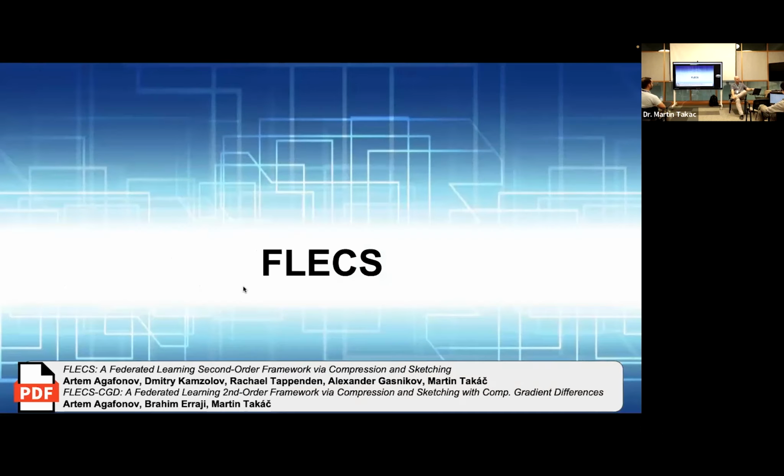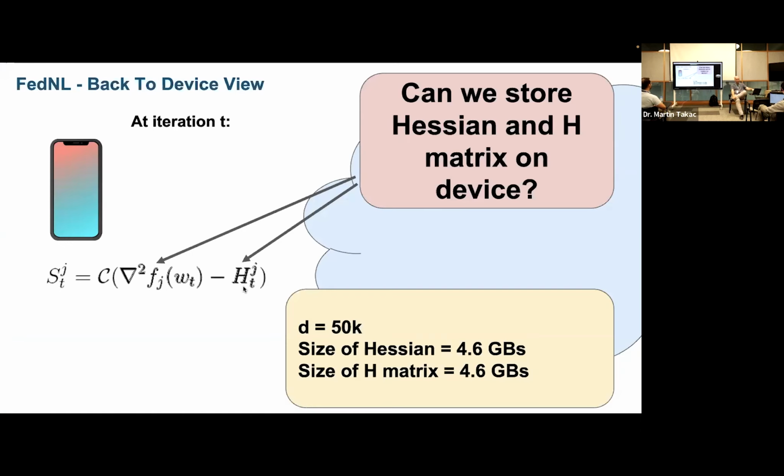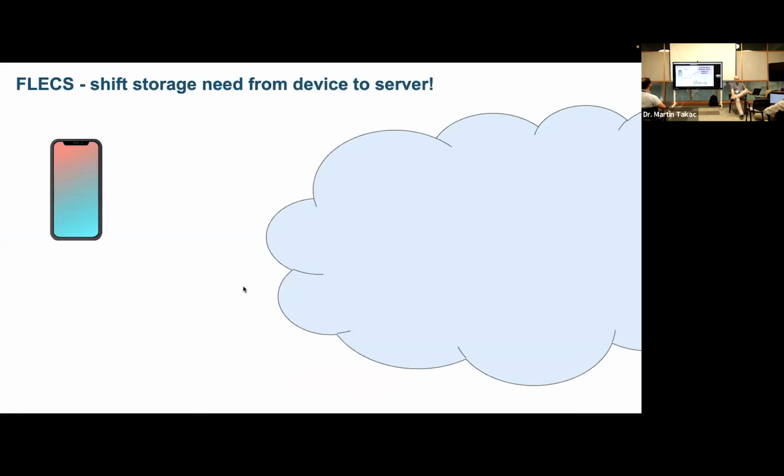Basically, the main message of this paper is to see how I can make this algorithm really able to run in practice. So basically, what we want to say is that I cannot store the Hessian estimates. I cannot even transfer them. So we decided to store some estimates of the Hessians on the cloud. Cloud can store gigabytes, terabytes of data, okay? So in a sense, I want to shift the storage requirements from devices to the server.